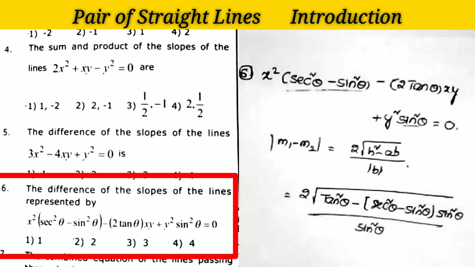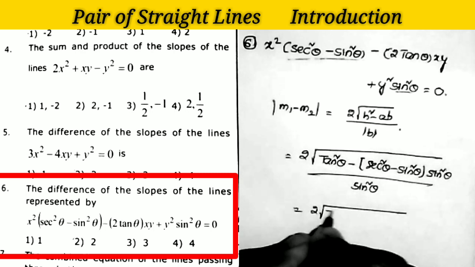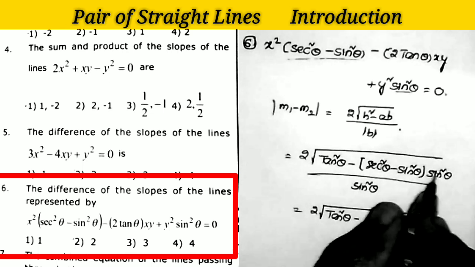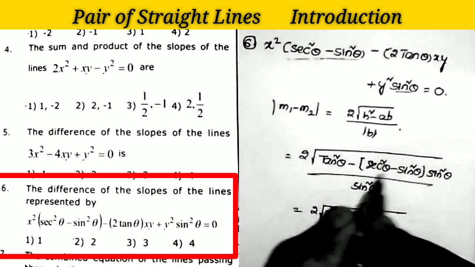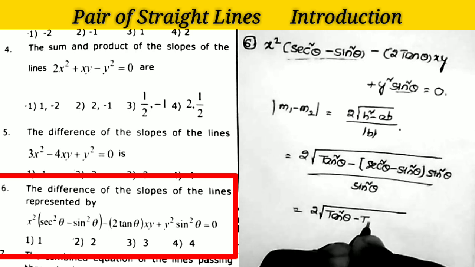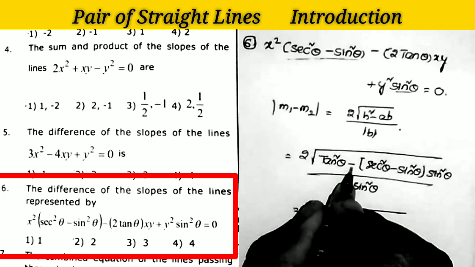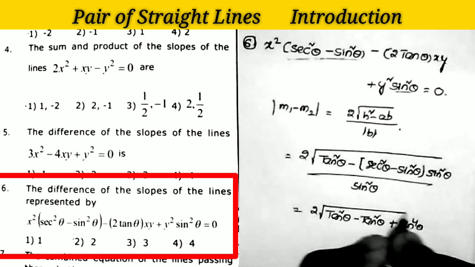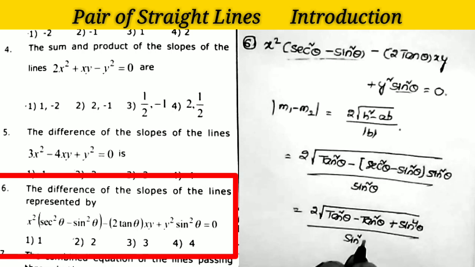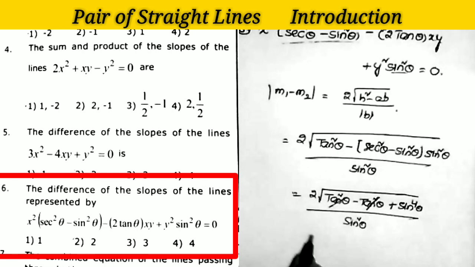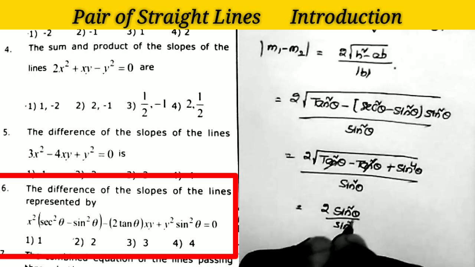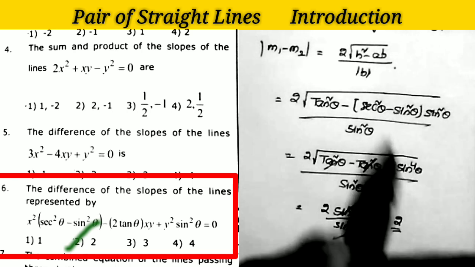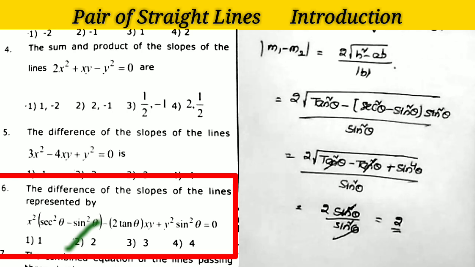Now this is equal to 2 into square root of, the first value tan²θ minus, what is the second value? sec² into sin². What is sec²? 1 by cos². sin² by cos² is equal to tan². Minus of minus becomes plus, sin² into sin², sin⁴, by sin²θ. Now here tan²θ and tan²θ get cancelled. So this is equal to 2 sin²θ by sin²θ, which is 2. And that is the second option. Very easy, just applying the formula to get the difference of the slopes.